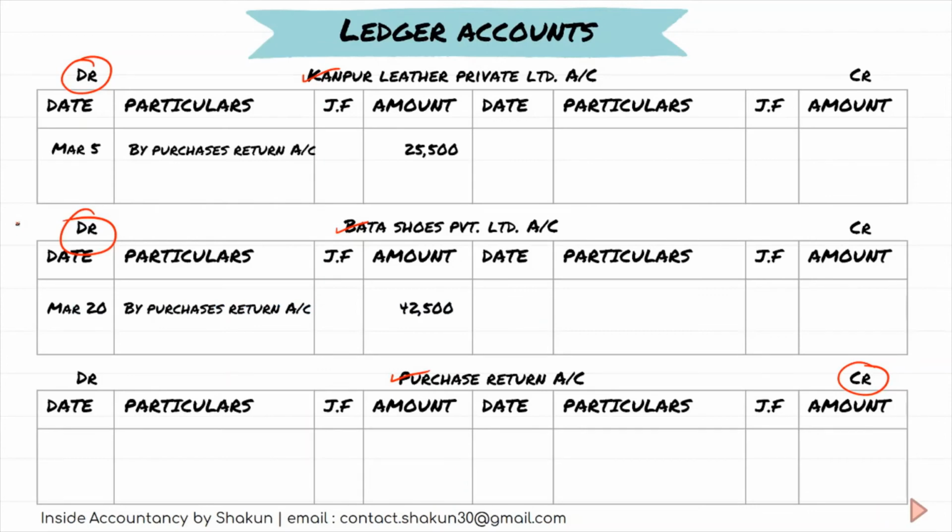So simple logic: if purchase return has a CR balance, the posting in the respective accounts that are mentioned there will be made on the debit side. Now purchase return has a CR balance, so on the credit side we write by sundries. Sorry, there's an error here, so it's not to, it's by. So by sundries as per purchase return book, that is 68,000. So this is how we make the ledger account.